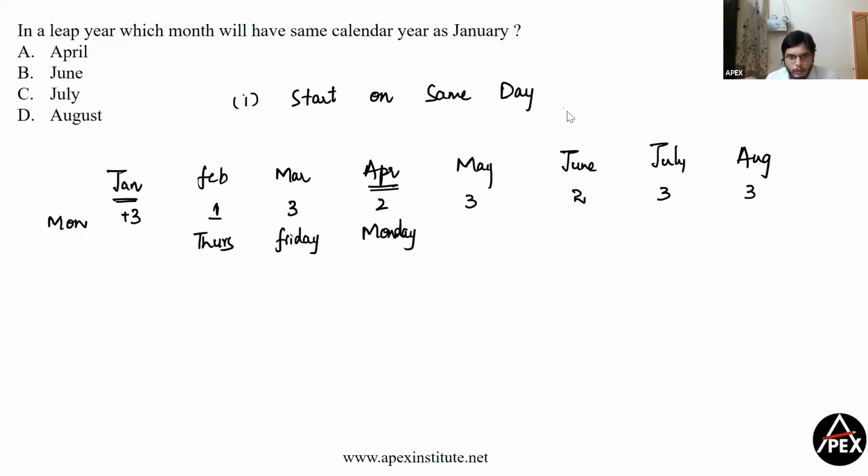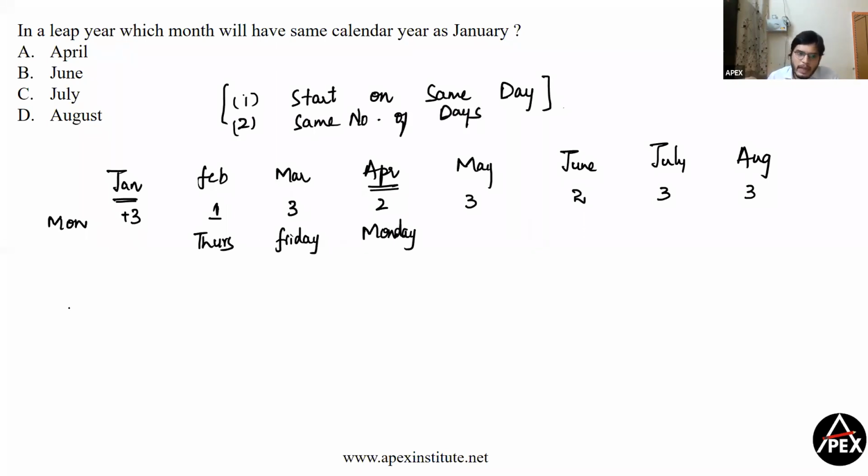No. Because we have only considered one criterion. There is also one more criterion. What is that? Yes, the number of days should be the same. Both the months should have the same number of days.